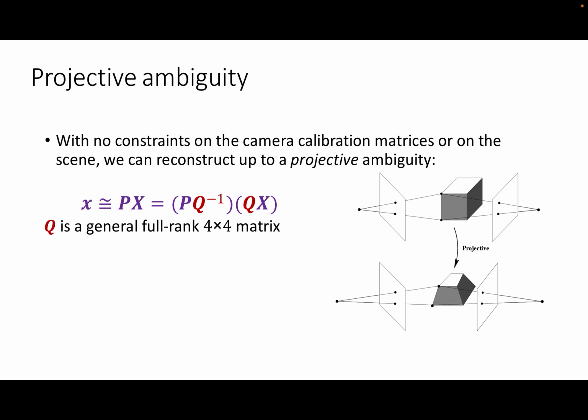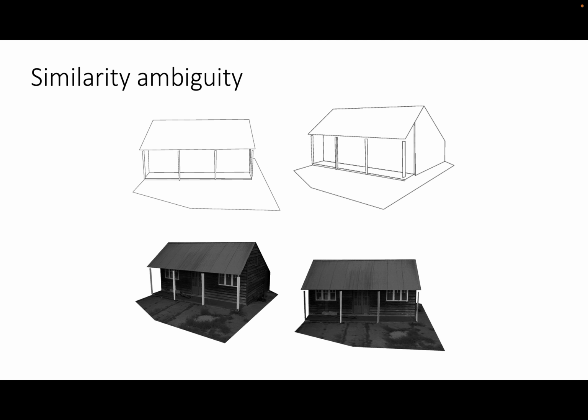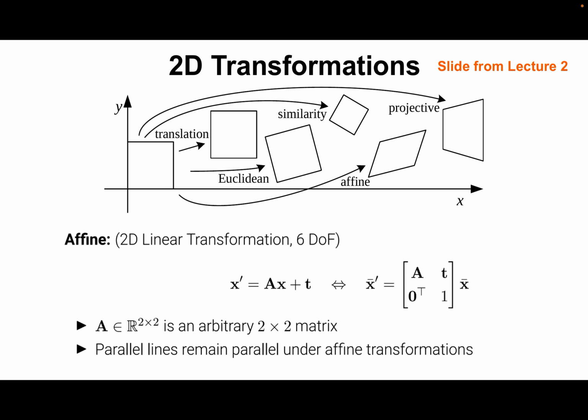And let's see some examples of ambiguity. With no constraint on the camera calibration matrices or on the scene, we can reconstruct up to projective ambiguity. That makes sense, right? Because Q can be a general full rank 4x4 matrix. We learned this. Let's see this one first.